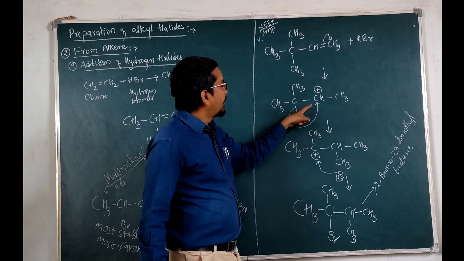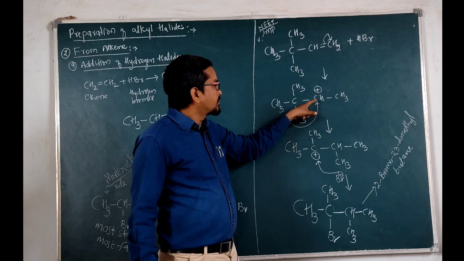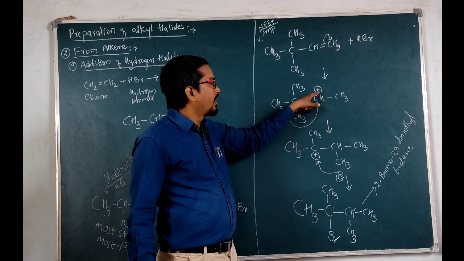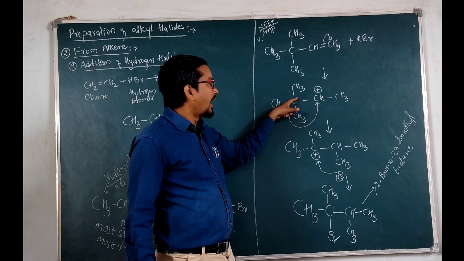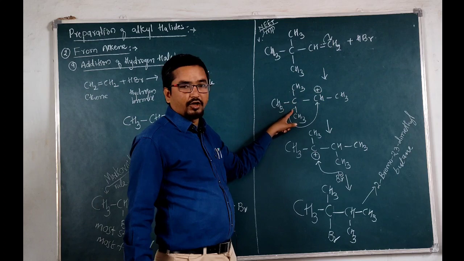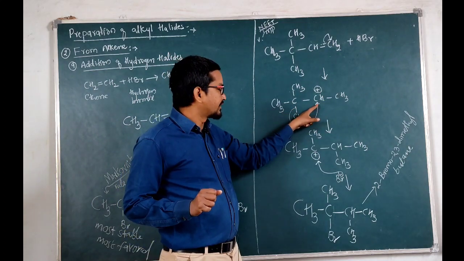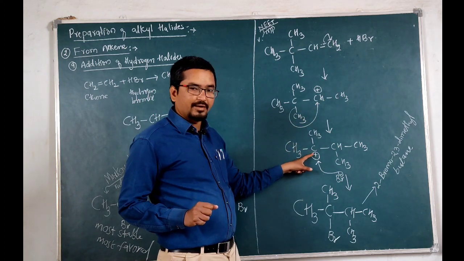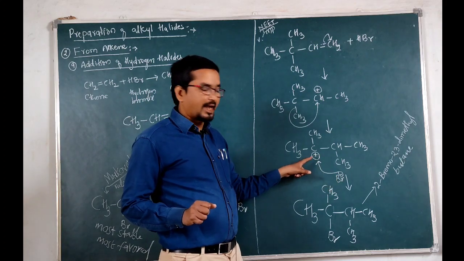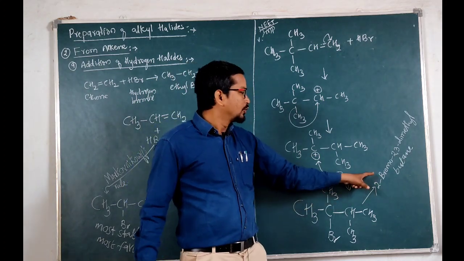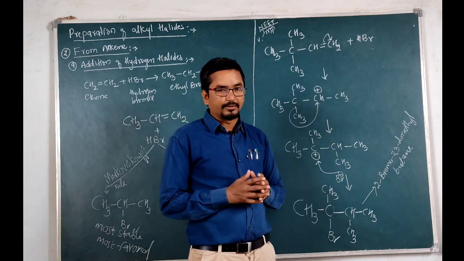But there is a possibility of a methyl shift. Why? Because this carbocation is a secondary carbocation, and if the methyl shift takes place, the positive charge shifts here and it forms a tertiary carbocation, which is more stable. Due to this greater stability, the methyl shift takes place and it forms a tertiary carbocation, and bromide attacks this tertiary carbocation. Hence we get the product 2-bromo-2,3-dimethylbutane.